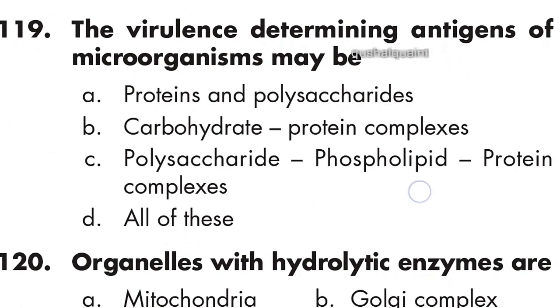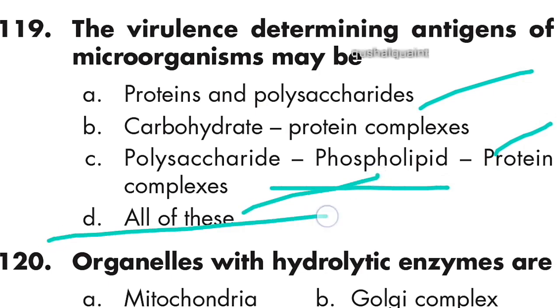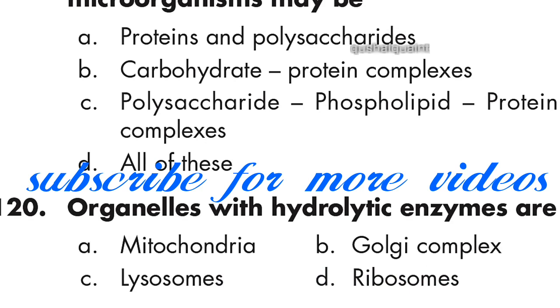Question 119: the virulence determining antigens of microorganisms may be protein and polysaccharides, carbohydrate and protein complexes, polysaccharides, phospholipid protein complexes. Option D is right, all of these. Question number 120 is the last question of this video.